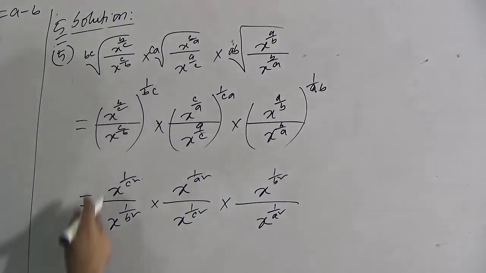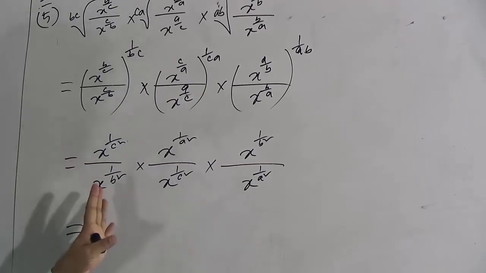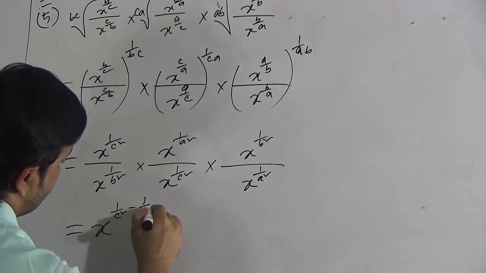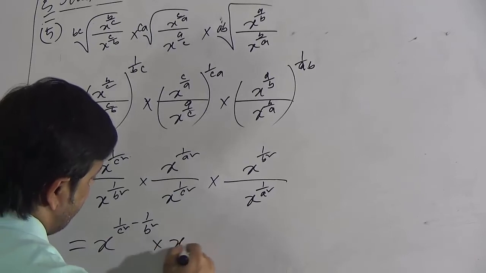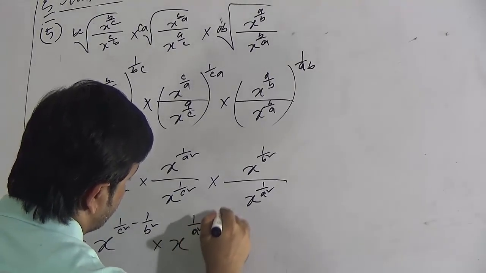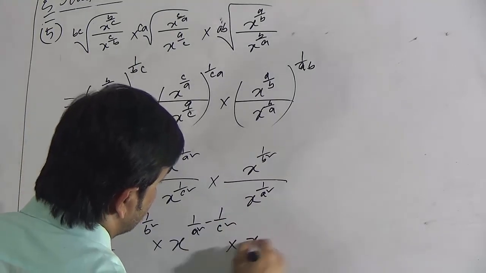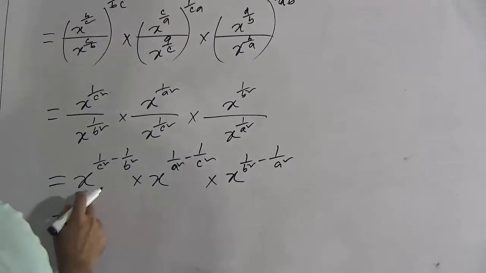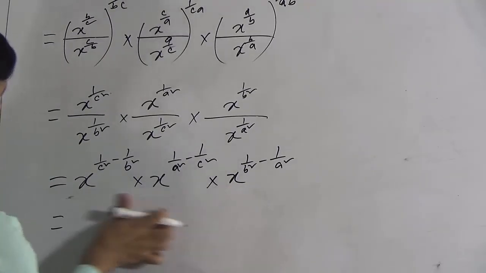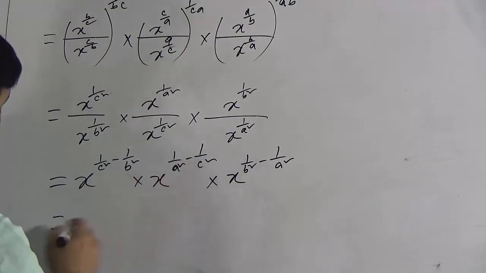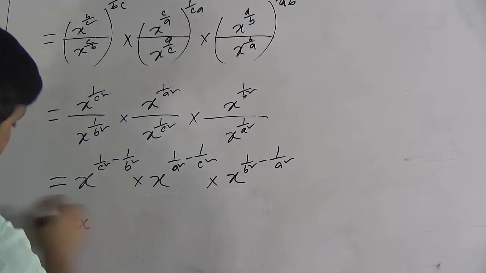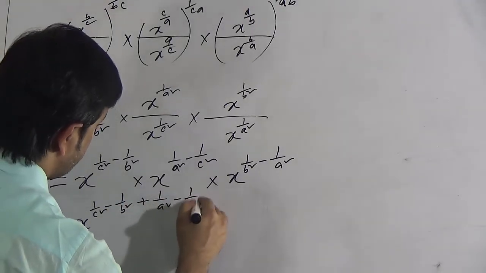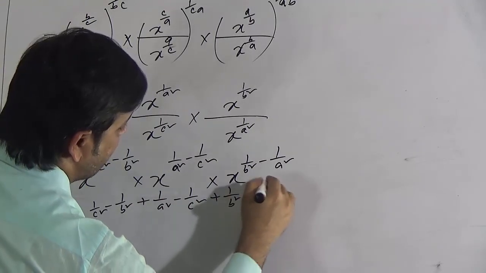So now we can write here, as the bases are same, as fraction means the division, so we can write here base x, and we have to subtract the index, 1 by c square minus 1 by b square, into x to the power 1 by a square minus 1 by c square into x to the power 1 by b square minus 1 by a square. So we can write here as three bases are same, so we can write only 1. As here is multiplication, we can take the sum of the index. So we can write here x to the power 1 by c square minus 1 by b square plus 1 by a square minus 1 by c square plus 1 by b square minus 1 by a square.